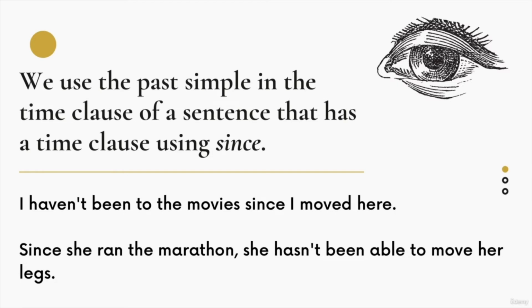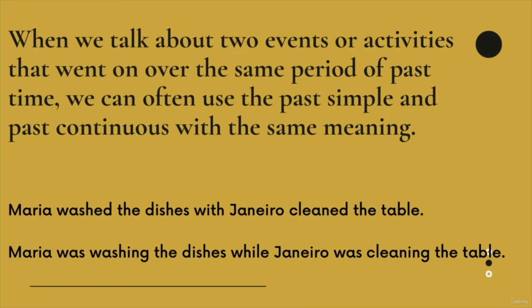Since she ran the marathon, she hasn't been able to move her legs. When we talk about 2 events or activities that went on over the same period of past time, we can often use the past simple and past continuous with the same meaning.